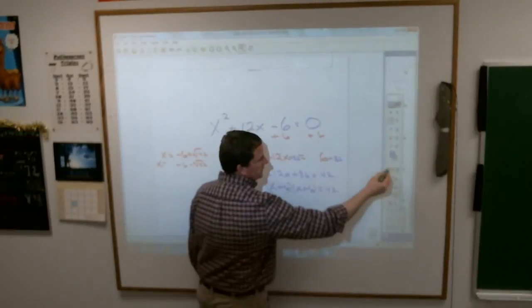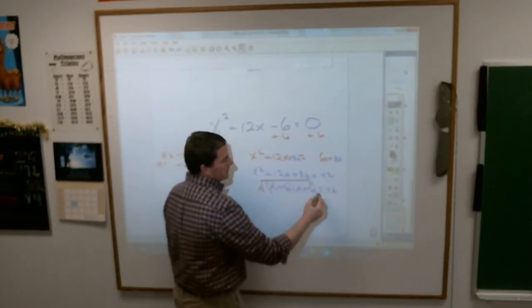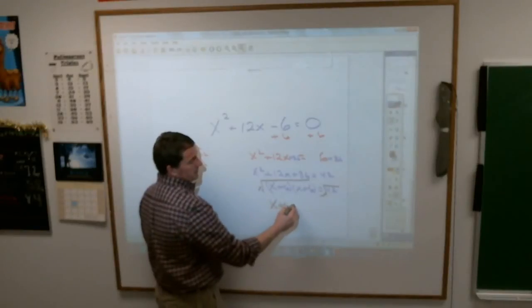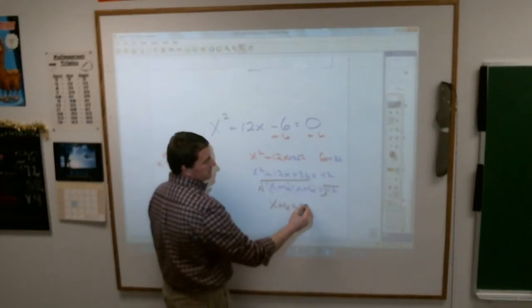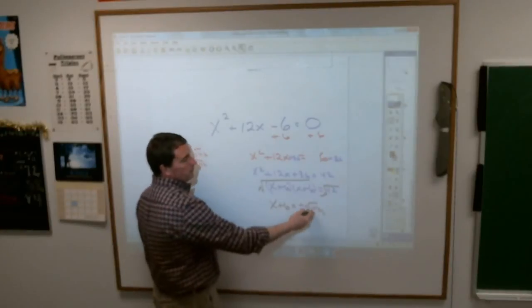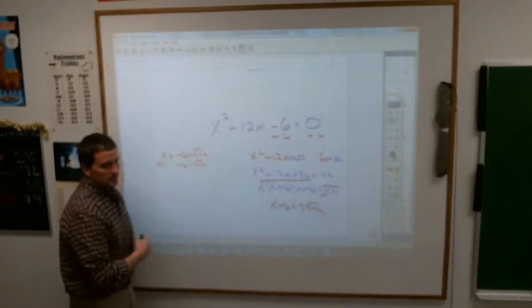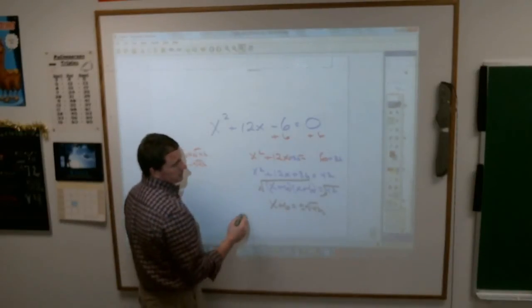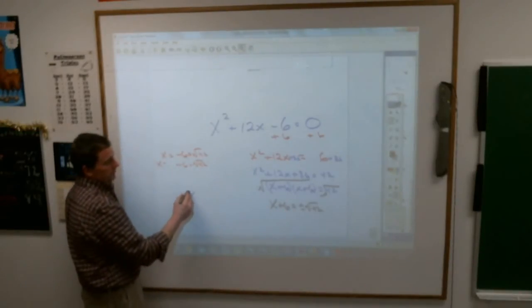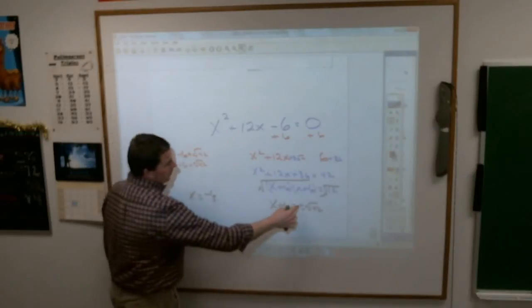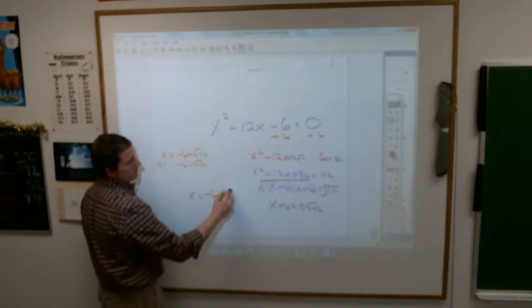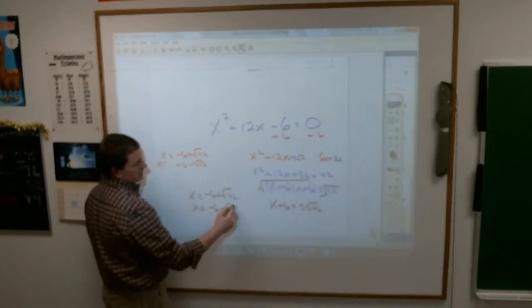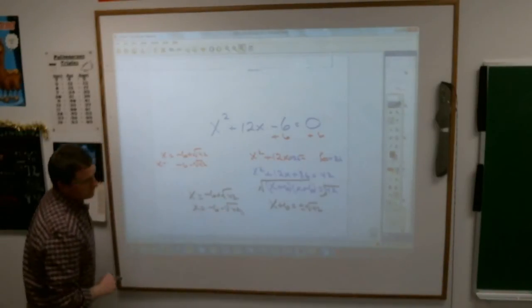And now you take the square root of both sides. The square root of this is x plus 6. This equals plus or minus the square root of 42. You see if you can factor that out, but you can't. That's as much as it goes down. So your two answers are, you subtract the 6 over, that's where the negative 6 comes from. X equals negative 6 plus the square root of 42, and x equals negative 6 minus the square root of 42.